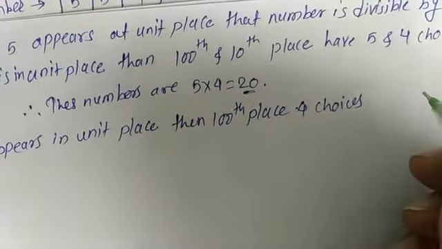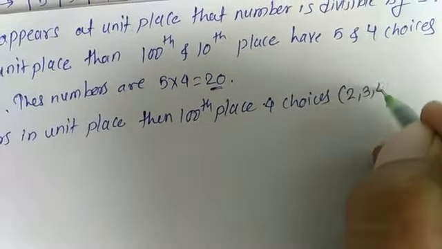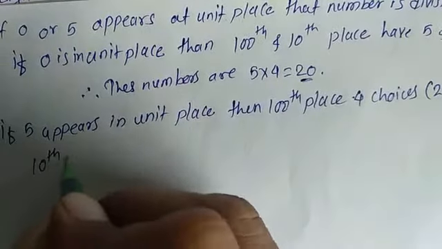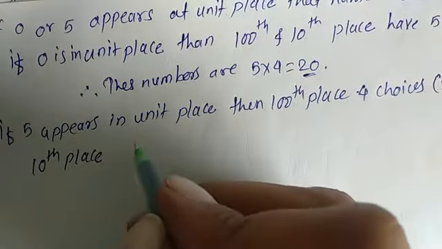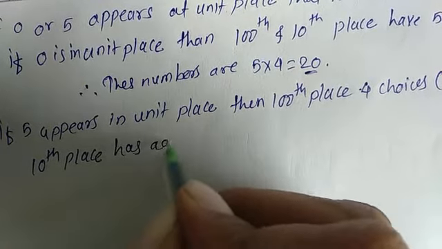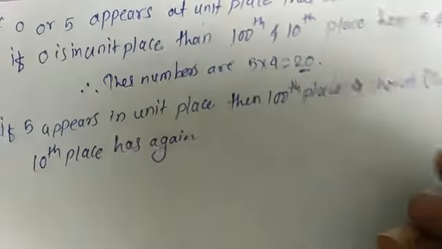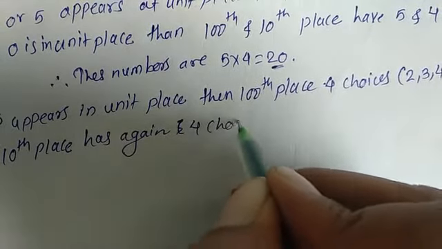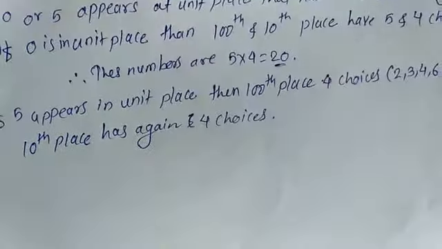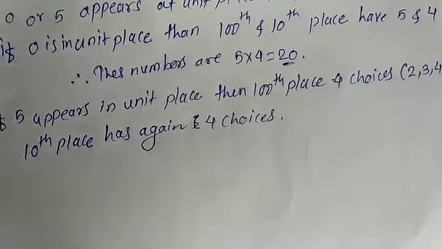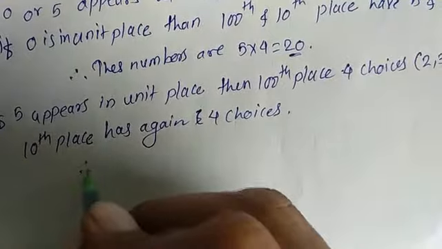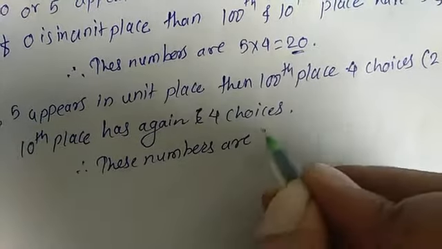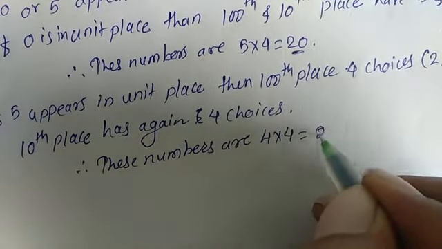Okay, which are 2, 3, 4 and 6. 0 can't be taken at the 100th place. And the 10th place has again, from 6 numbers, 2 numbers are used, so it will have 4 choices. Okay, it will have 4 choices for the 10th place. Therefore these numbers are 4 into 4, which is equal to 16.